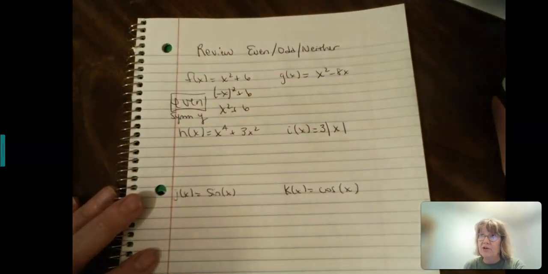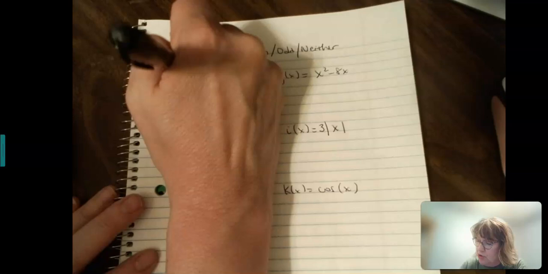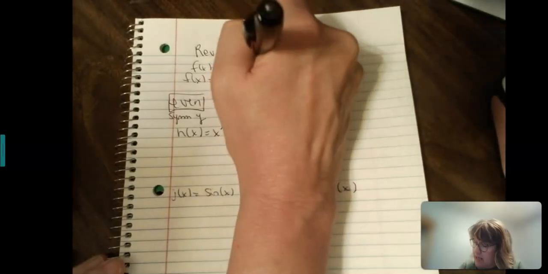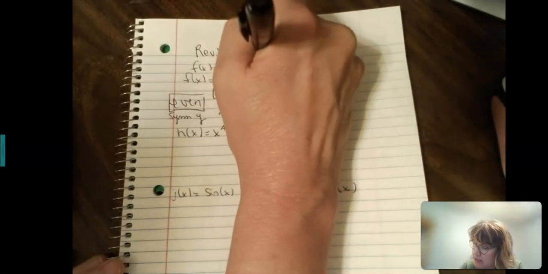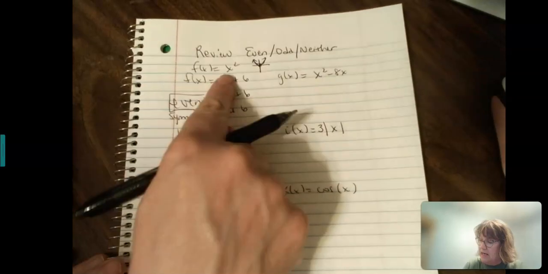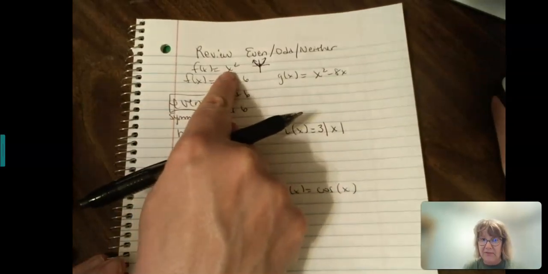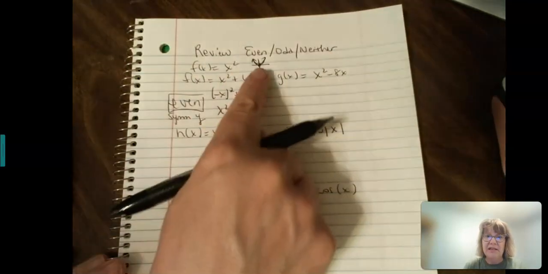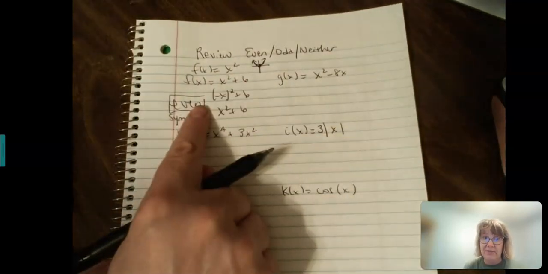If you are always struggling to remember what even is, your go-to function for even is the parent function of a quadratic, because that one looks like this. And you can see that if you sub in a negative, negative times negative is a positive, and it reflects over the y-axis. So it reflects this way. So that can be your go-to. All right, so that's an even function.